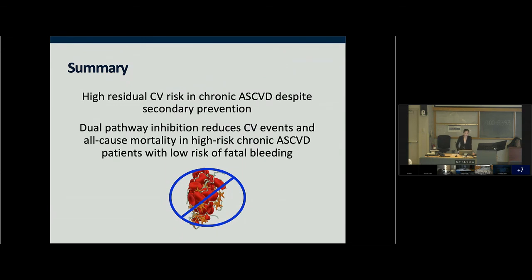So the summary from that part of this talk is that even if we're very good at secondary prevention, unfortunately there is still this high residual risk of cardiovascular events in these patients with stable chronic ASCVD, but we can consider dual pathway inhibition in these patients to try and lower that risk as long as they don't have a high risk of fatal bleeding.